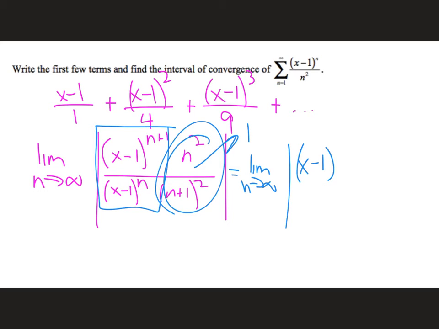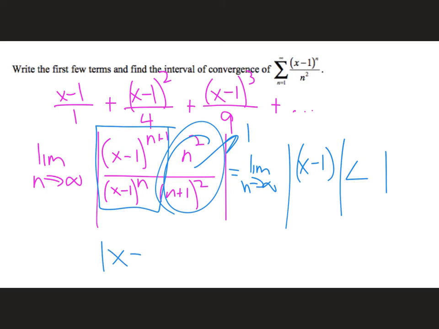If you don't believe me, you could go ahead and say the limit as n goes to infinity of n squared is infinity. The limit of n plus 1 squared as n goes to infinity is infinity. So do l'hôpital. So then you'll have 2n over 2n plus 2. Do the same thing. So you'll have 2 over 2, which is just 1. So I think we can claim that. We want this to be less than 1 because it's the ratio test.